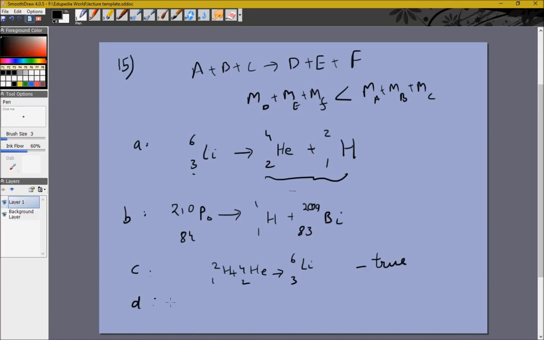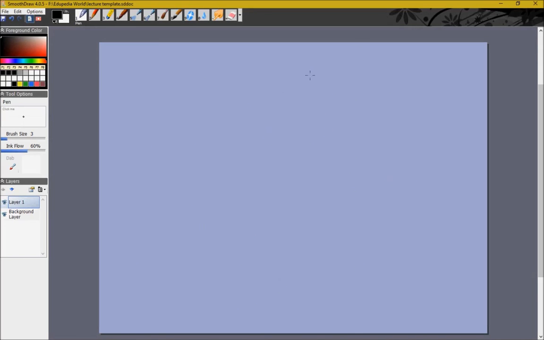And D is 70,30 Zn plus 82,34 Se becomes 152,64 Gd. You'll see that the mass of this is greater than the mass of these two, so it cannot happen, which means the answer to question 15 is option C.